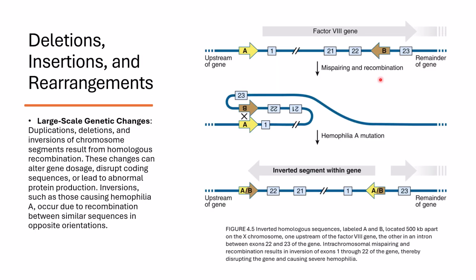We show an example of larger scale genetic changes, which include duplications, deletions, and inversions of chromosome segments resulting from homologous recombination. This is an example of the factor 8 gene, where upstream mispairing and recombination of a segment of a gene will cause the hemophilia A mutation, an inverted segment within a gene.